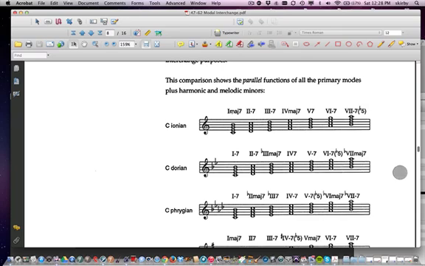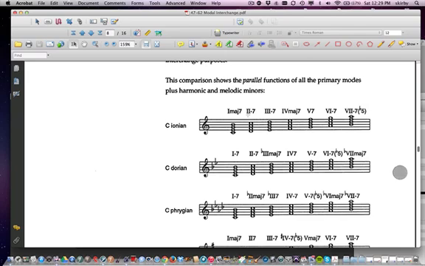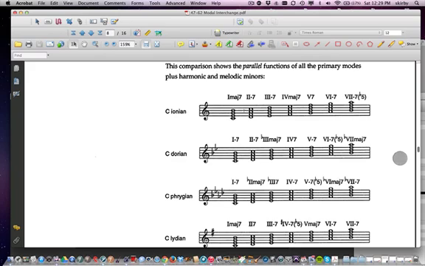For example, we are now exploring not only modal interchange from parallel minor scales, but also from parallel major scales, and also, in a minor key, borrowing from parallel major scales. So there's many more chords to consider. Once you get a thorough idea of all the chords possible, you'll also start to notice that some of them are borrowed much more frequently than others.